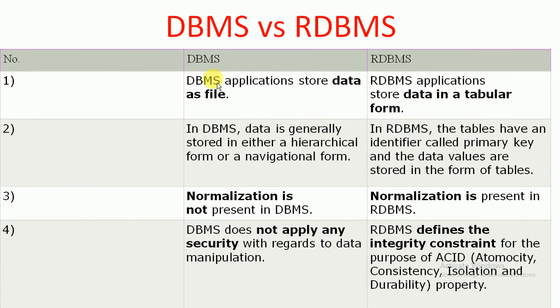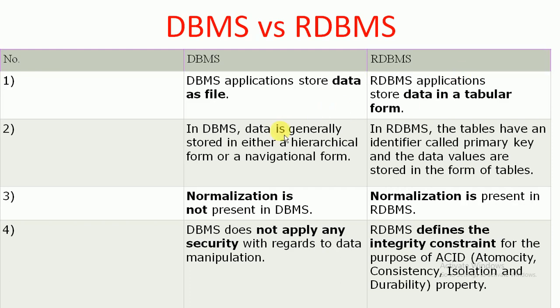So the first difference is DBMS applications store data as a file. It simply means that, like text files, suppose in a folder we have multiple text files. In that format, database management system stores the data. And what is the relational database management system? It's the application that stores data in a tabular format, like in SQL and others.